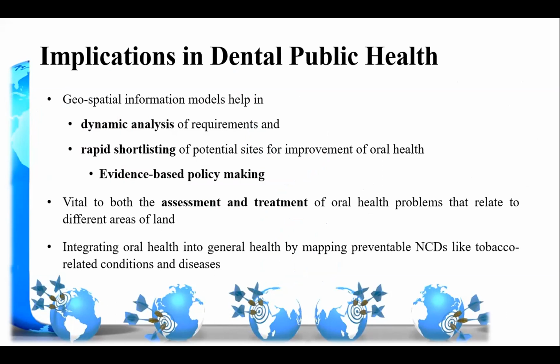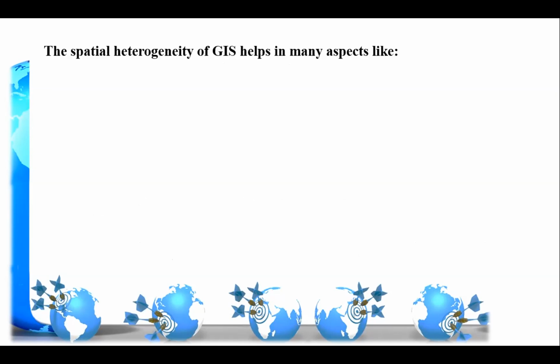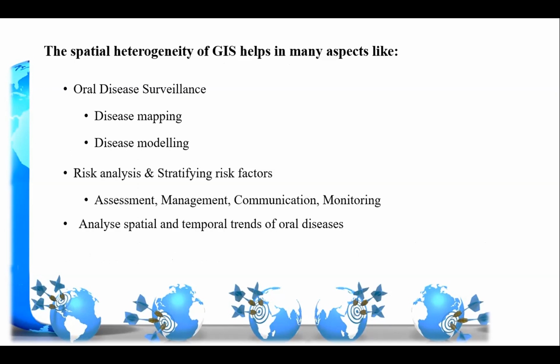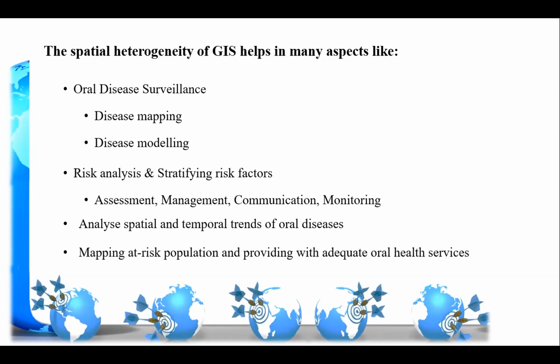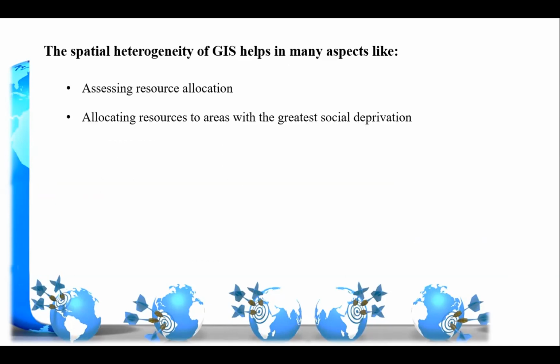Also, oral health can be integrated into general health by mapping preventable non-communicable diseases like tobacco-related conditions, because oral cancer has a direct link with tobacco use, and understanding tobacco use in a particular geographical area will help to prevent that disease. The spatial heterogeneity of GIS also helps in surveillance of diseases, risk analysis, and spatial and temporal trends of oral diseases, mapping the at-risk population and providing them with adequate oral health services, and assessing resource allocation.